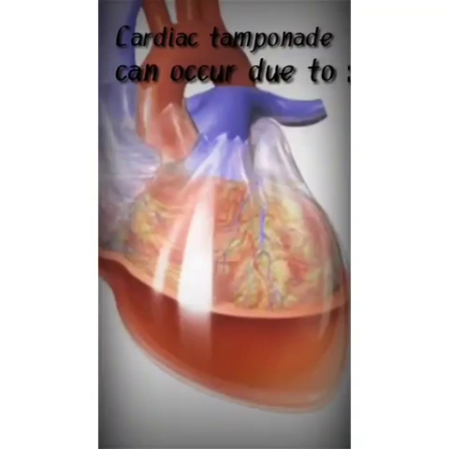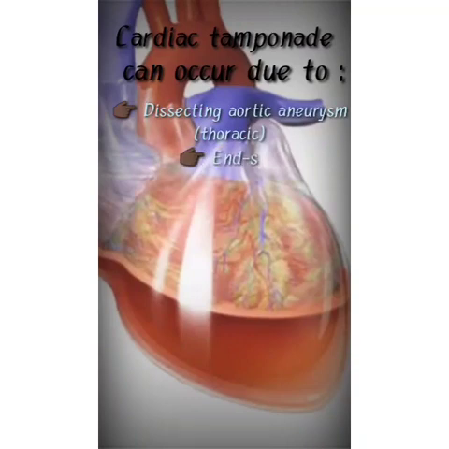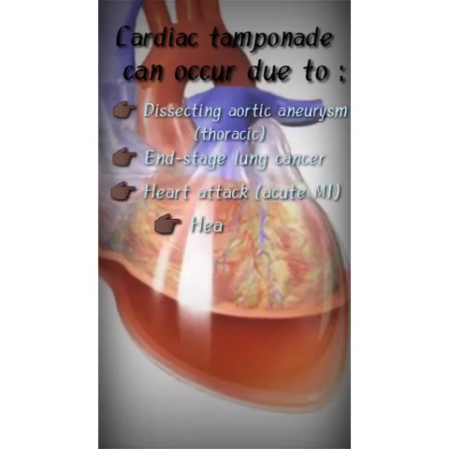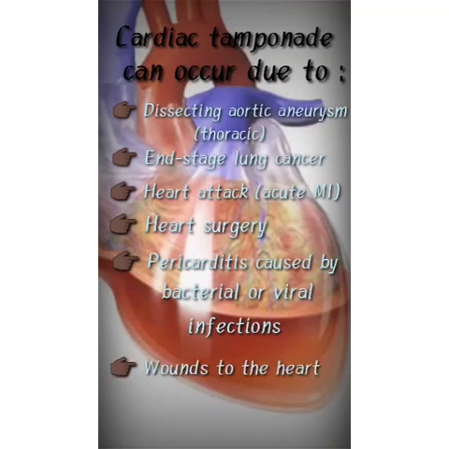Cardiac tamponade can occur due to dissecting aortic aneurysm, end stage of lung cancer, heart attack, acute myocardial infarction, heart surgery, pericarditis caused by bacterial or viral infections, and wounds to the heart.